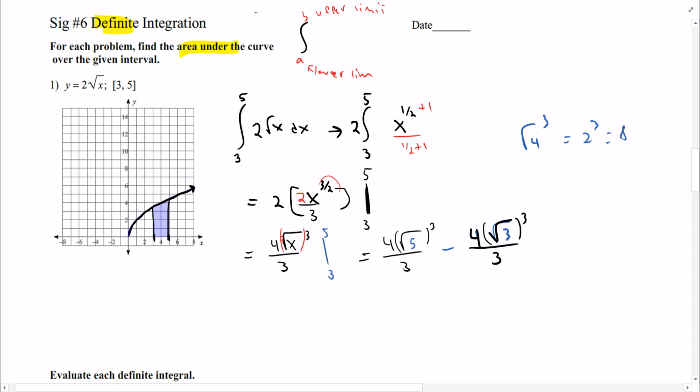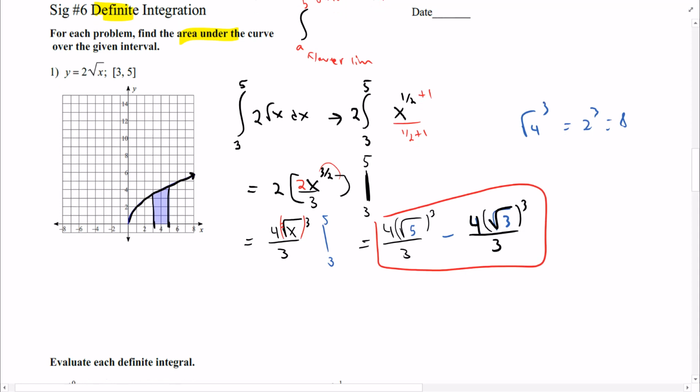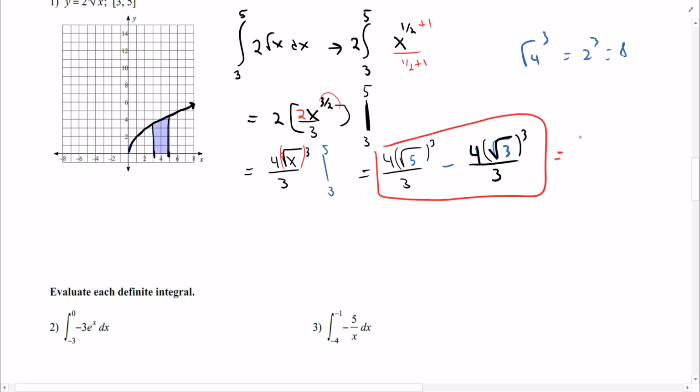But we don't know what the square root of 5 is. So we don't know what the square root of 3 is. There's no fractions that can be simplified. So we're just going to leave our answer like this, right? And if we had a calculator, we could find an approximation, but that's really a good answer. So I guess you could do this, right? You could say, well, that's square root of 5 cubed minus 4 square root of 3 cubed all over 3, right? They have a common denominator, so you could do that if you wanted to, but this is fine.